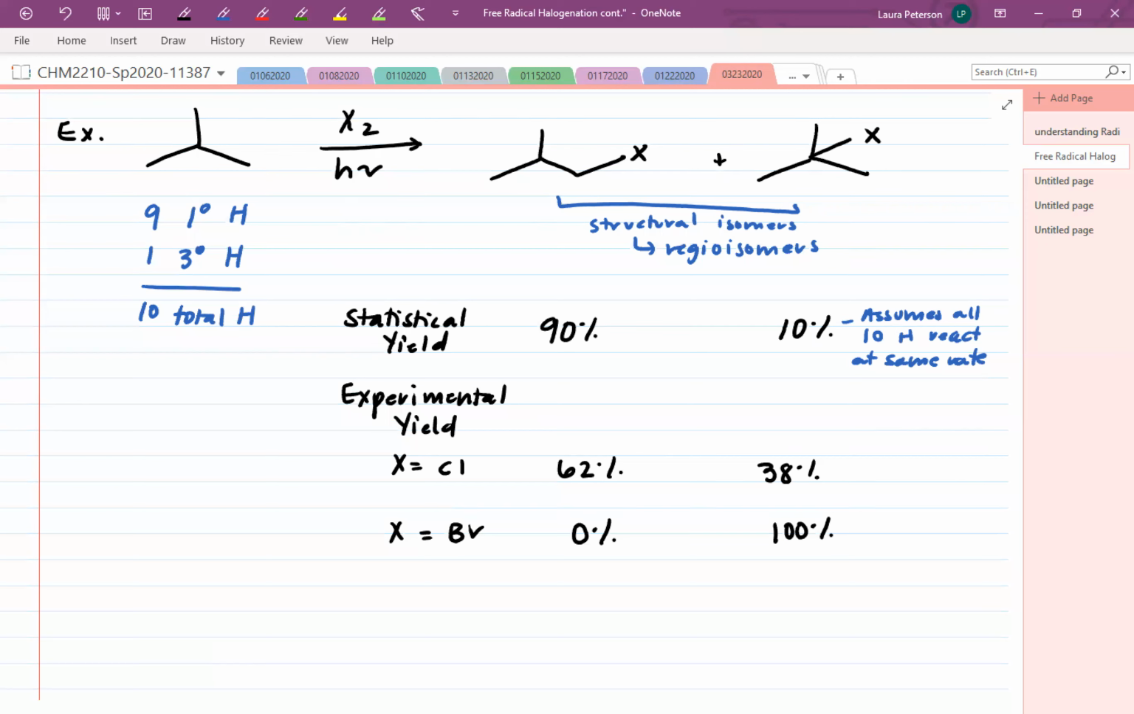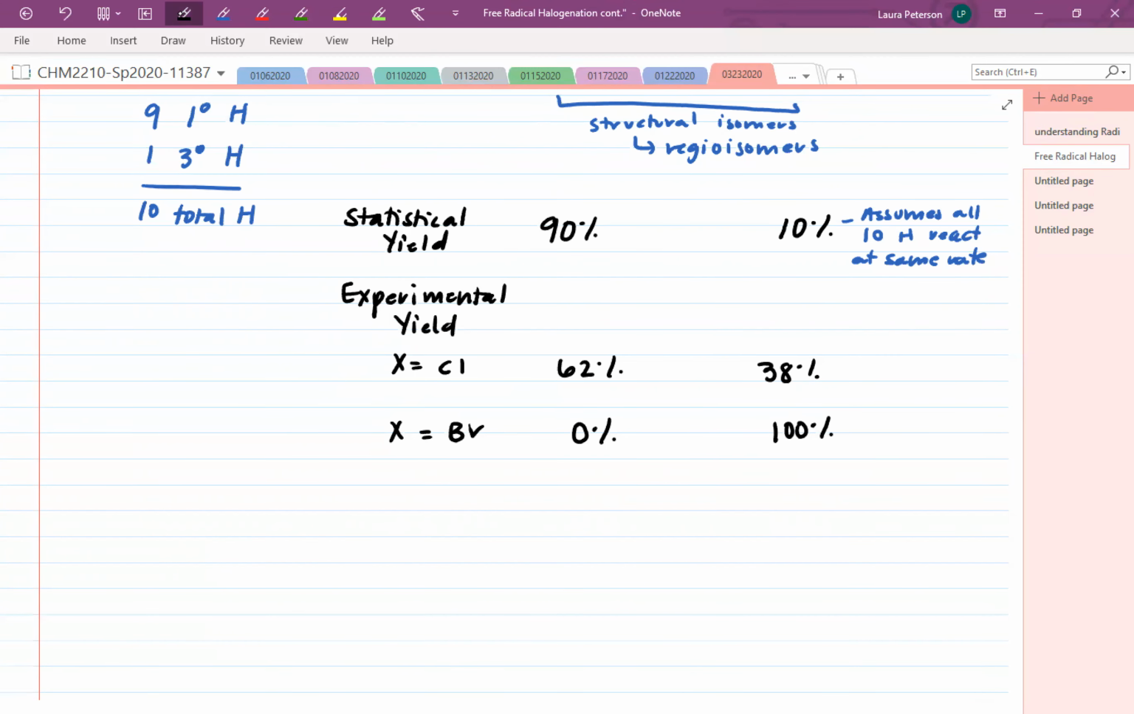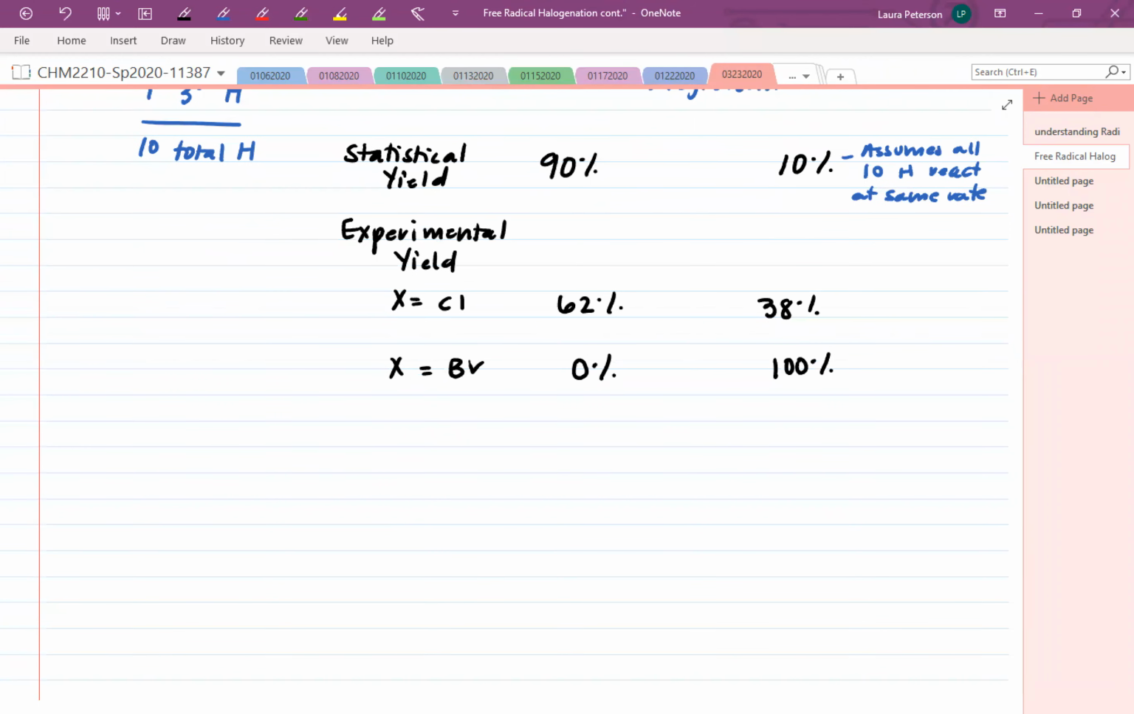Okay, so when X is bromine, it gives us exclusively the tertiary halide, so we would say that it's regioselective. It turns out that chlorination is not very selective at all, and we usually get some of all possible structural or regioisomers. Okay, so let's go ahead and make those notes, and then we'll try to understand why that is. Why is one of these reactions giving us a different regioselectivity than the other when mechanistically they're similar? Okay, so here's what we observed.